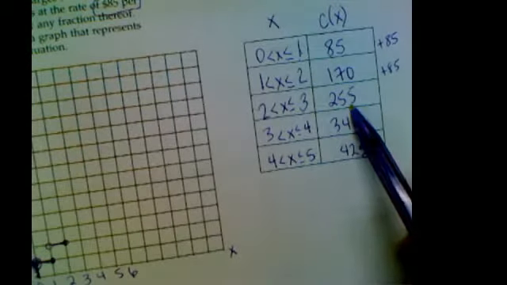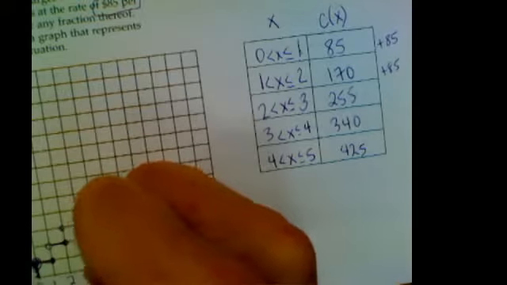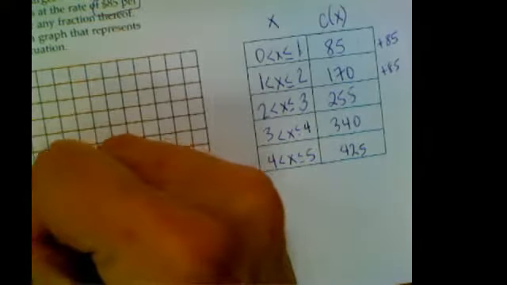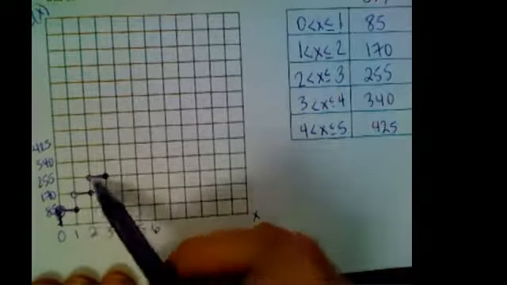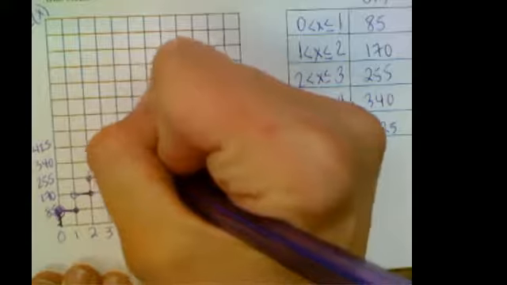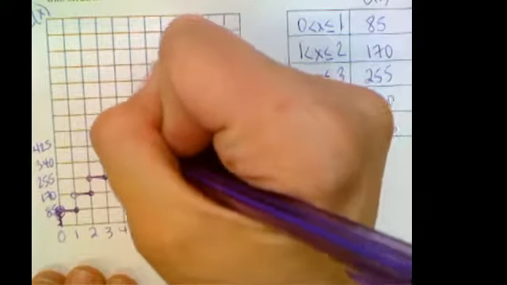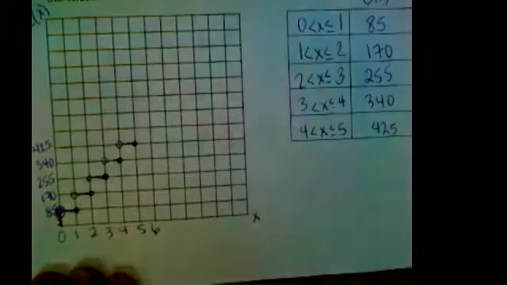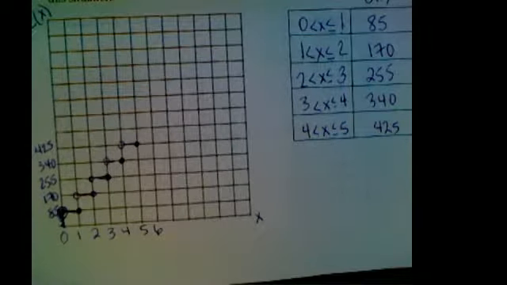So again, if I look at 2, from 2 to 3, I'm at 255. So 255, but not including 2. Between 2 and 3, I'm at 255. And then I would have 340 would be from 3 to 4. And I would have 425 from 4 to 5. That's a step function. That's it. Okay? So let's look at the next one.